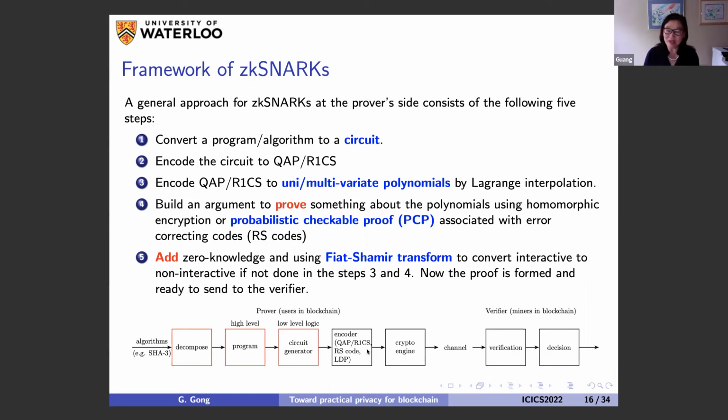Then you encode it as the QAP, R1CS, or Reed-Solomon code, or low-degree polynomial. Okay, so those, then you go to the crypto engine. Either it's some hard problem based, like the public key, or just a symmetric key. Then you send it to the verifier and the verifier makes a decision. Okay, so this is the general framework for zkSNARKs. All of them are doing all of those things, just using different methods, either univariate or multivariate polynomials, or homomorphic encryption, or PCPs.